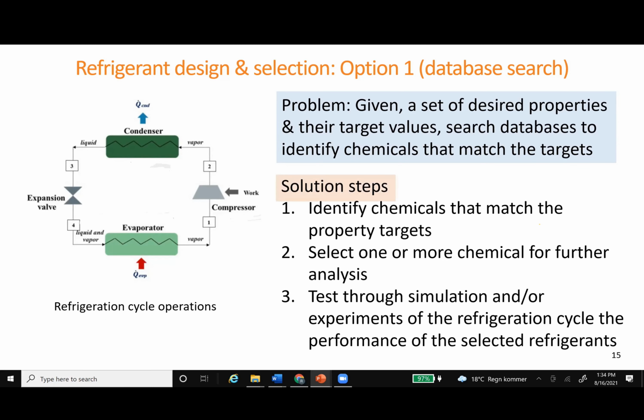The solution steps: we identify chemicals that match the target properties. There could be hundreds of them. We select one or more for further analysis. And each of those that we select, we test through simulation or experiment. So what you can see is that we need two types of tools here. One is the database together with its search engine. Another is the simulator or experimental facility to test and verify.